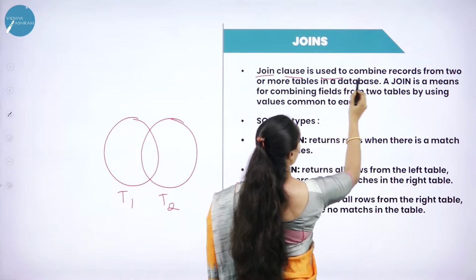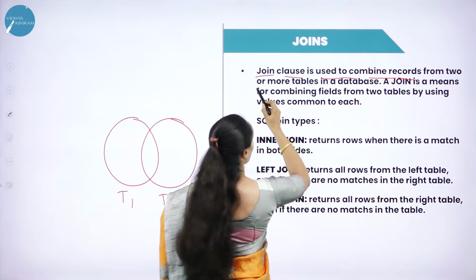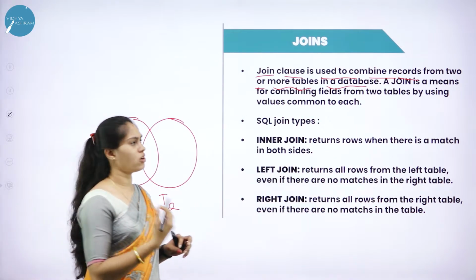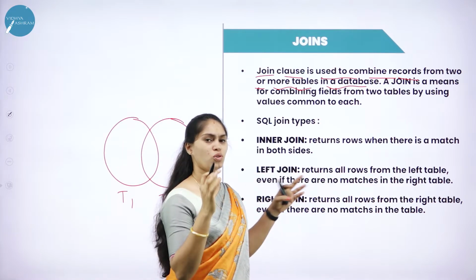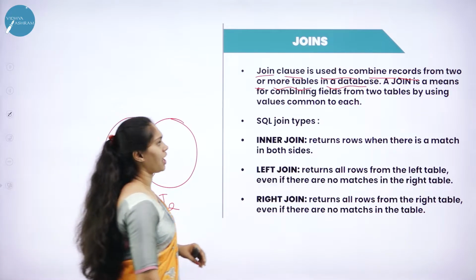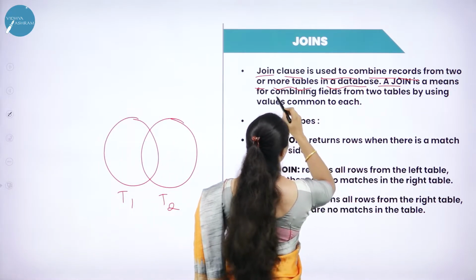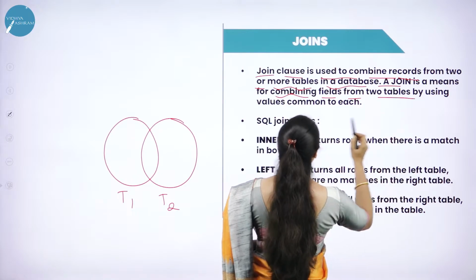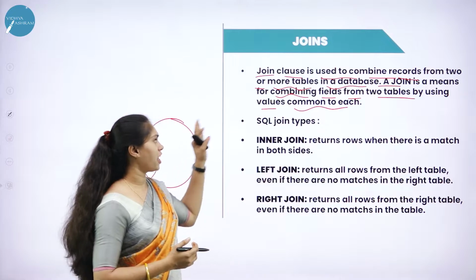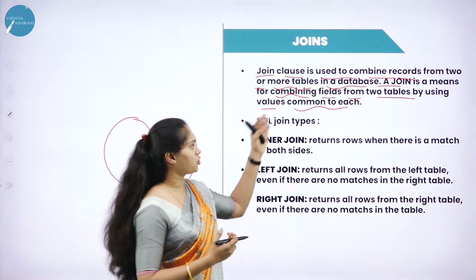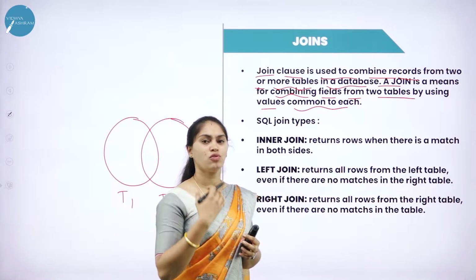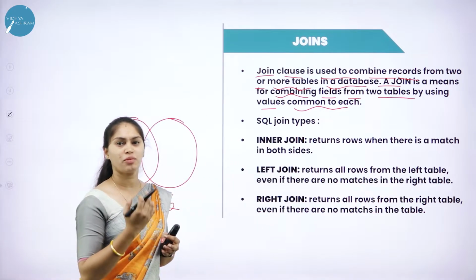The JOIN clause is used to combine records from two or more tables in a database. What if I wanted to combine records, or tuples, from two or more tables? Then we are going to use this JOIN clause. JOIN means combining fields from two tables by using values common to each. When working with join, we combine the fields of two or more tables. Fields in the sense of columns. We are going to select some of the columns from two or more tables.